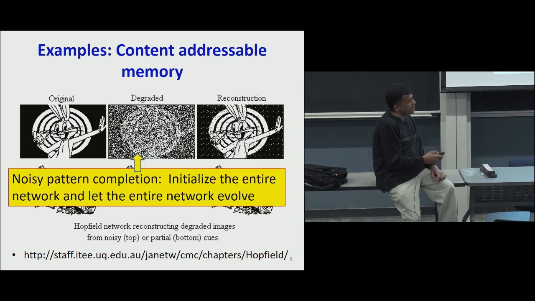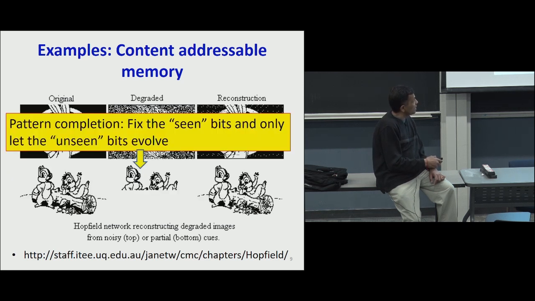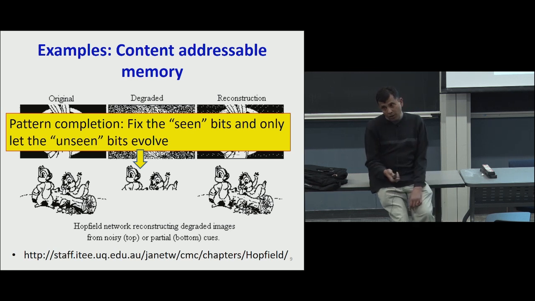So the first case, you have a noisy pattern completion. You initialize the entire network with a noisy version of the original pattern and let the network evolve. Here it is pattern completion. You fix the seen bits and only let the unseen bits evolve. Here in this case, you're not going to let these portions of the network change, because you know what their values are, and you're only going to let these evolve, and they're eventually going to settle down to recall the entire pattern.